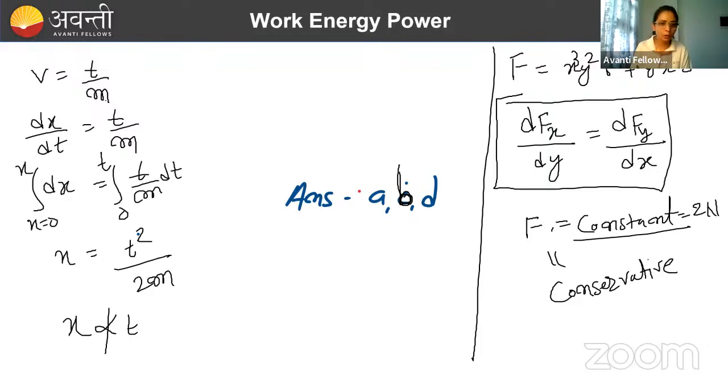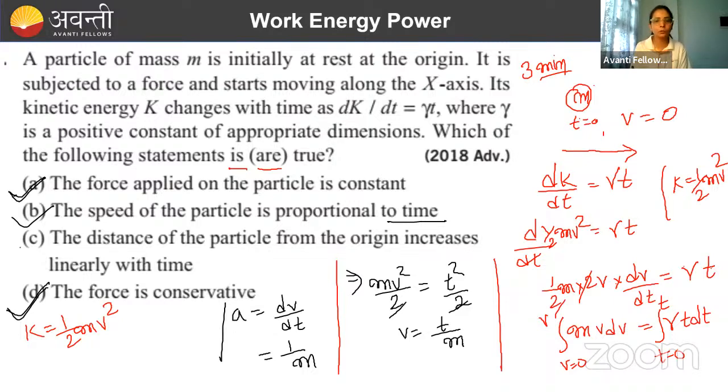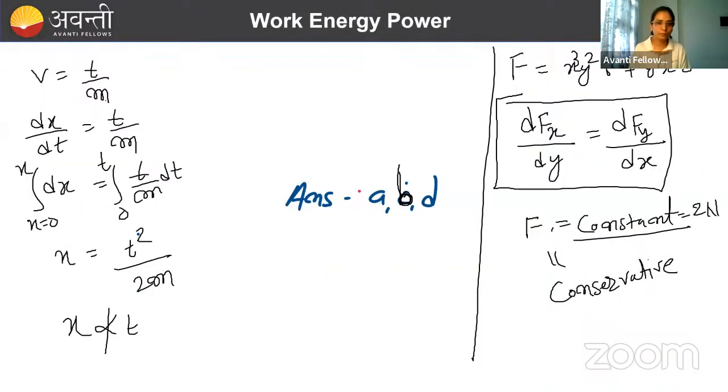So what was the option? Distance of particle from the origin increases linearly with time. No, it's not increasing linearly. So this option is wrong. The correct options are A and B. Okay, I hope it is clear for everyone. Now let's go ahead with the next question.